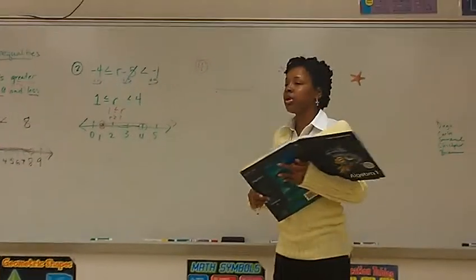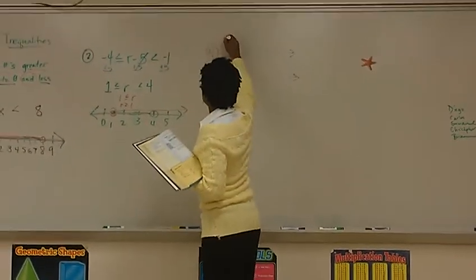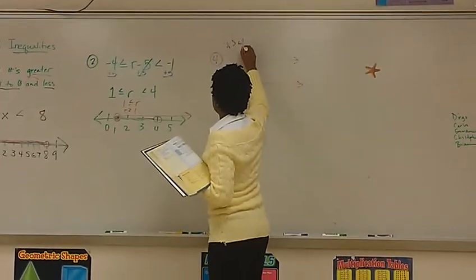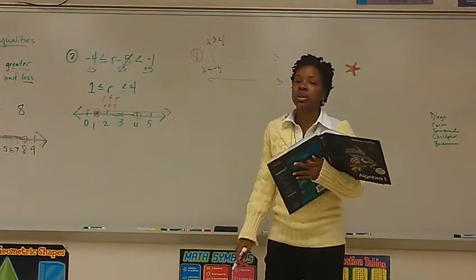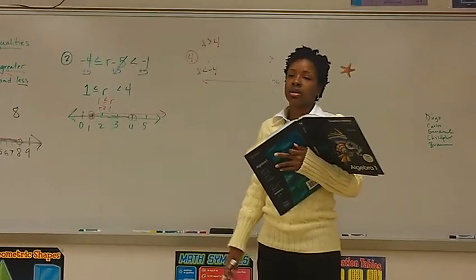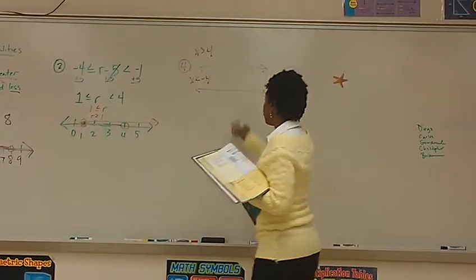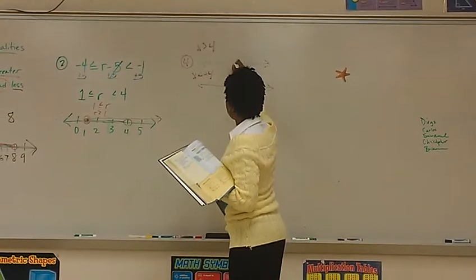Inequalities that they want you to graph. The first one is x is greater than 4, and x is less than negative 4. And they want you to tell them whether or not it's a compound inequality. Okay? So just for the sake of time, because we don't have a lot, I'm just going to put the numbers down.